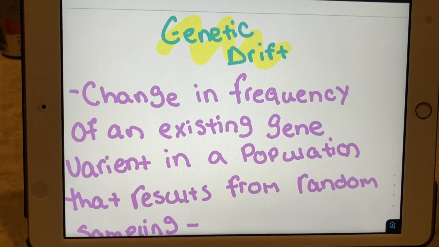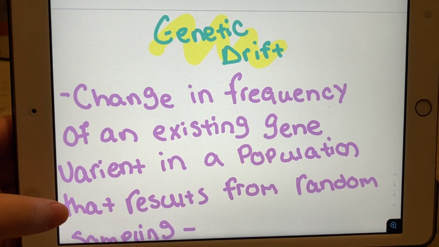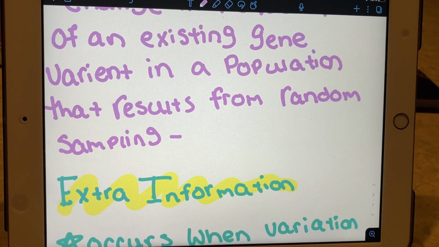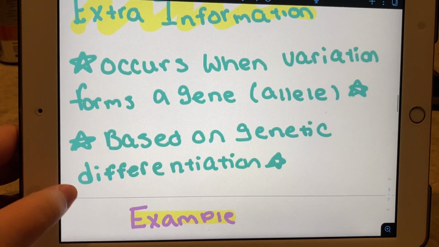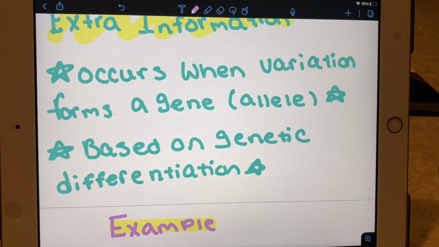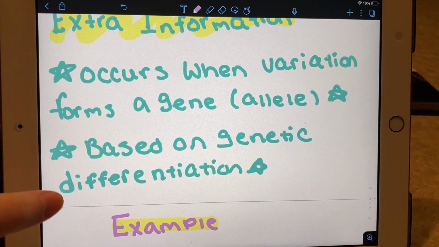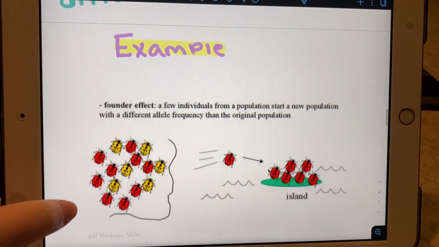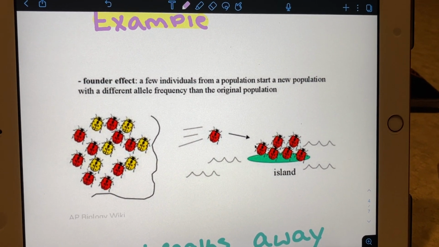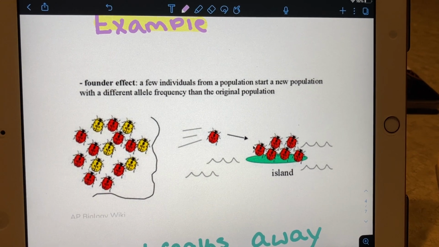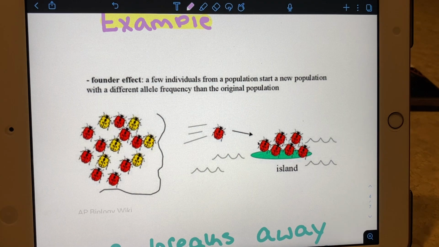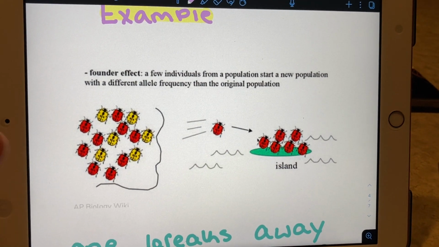Now, genetic drift is a change in frequency of an existing gene variant in a population that results from random sampling. Some information is it occurs when a variation forms in a gene or an allele and is based on a genetic differentiation. An example would be the founder effect, where a few individuals from a population start a new population with a different allele frequency than the original population.